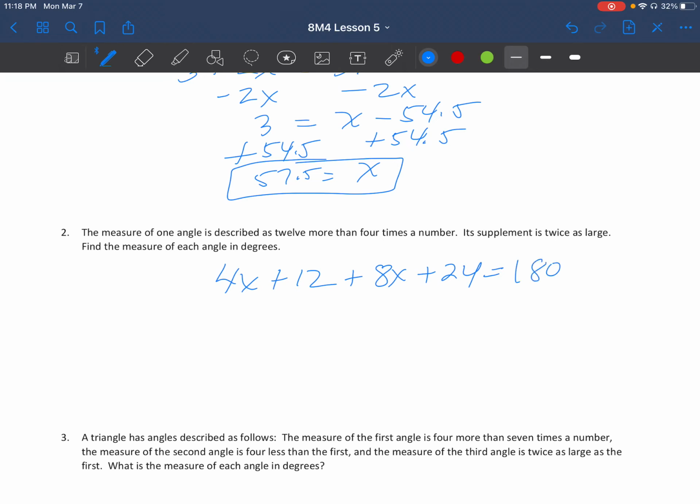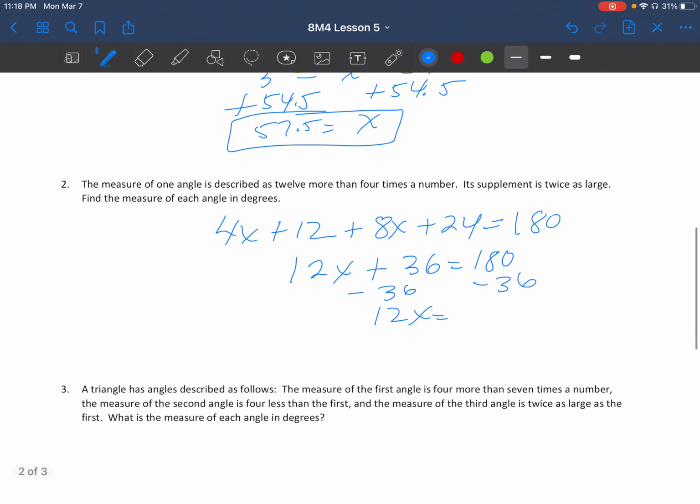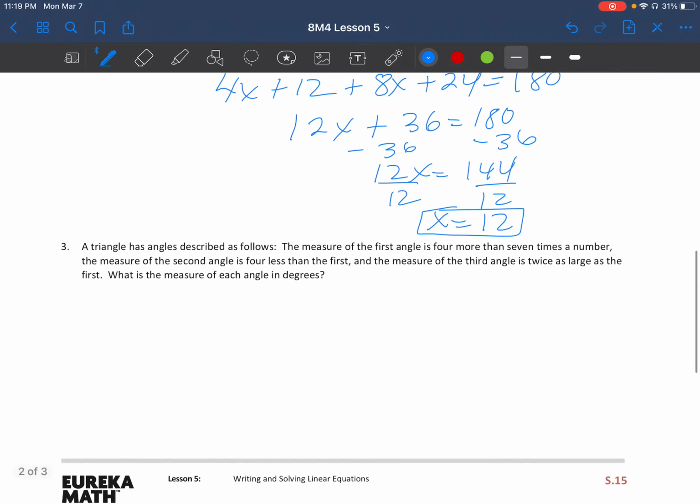We've got plus 24 is equal to 180. So we've got 12x plus 36 is equal to 180. Now we can solve. Minus 36, minus 36. 12x is equal to 144. Divide both sides by 12. X is equal to 12.